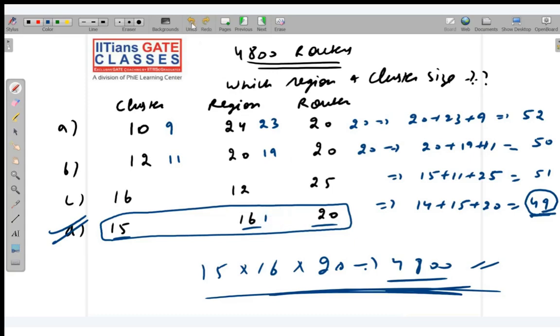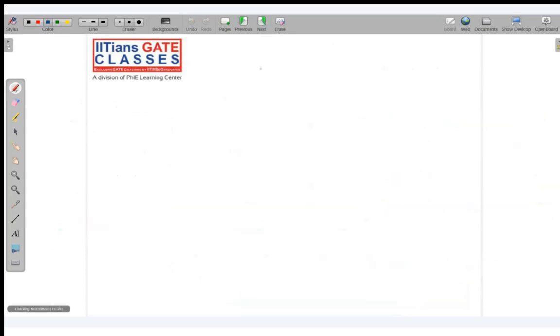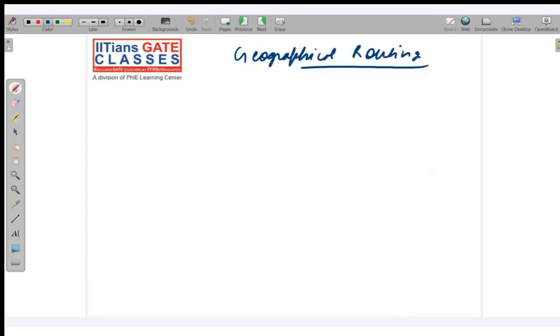So no doubt entries will be less. But what is the use when we are not able to cover 4800 routers? So D option will be wrong. Then you have to check other options. Okay. So take the snapshot. I will jump to the next slide. Okay. So hierarchical routing was one of the ways to decrease the number of entries further. Our aim is to decrease the number of entries as much as we can. So next way is geographical routing.